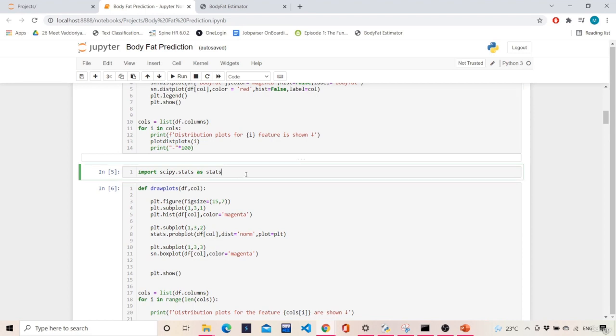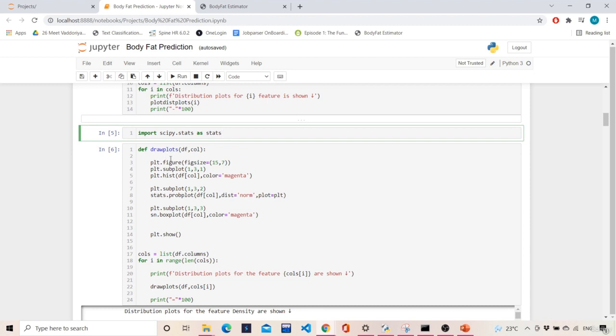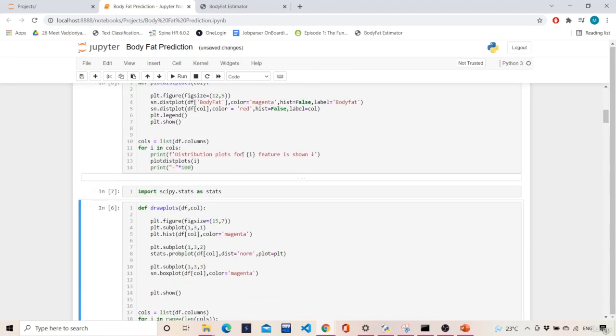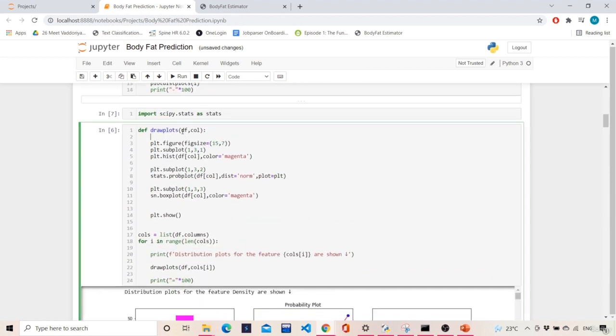We want to check whether a particular column is following a Gaussian distribution, a left skewed distribution, or a right skewed distribution, like that. For that I'm going to use the SciPy library, that is from scipy.stats import stats, and then I'm going to define a function called draw_plots, which takes in the parameters data frame and column.